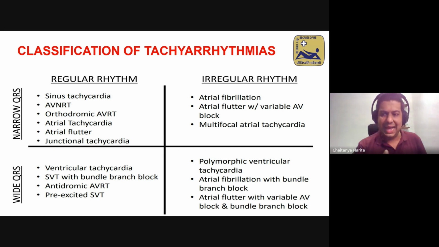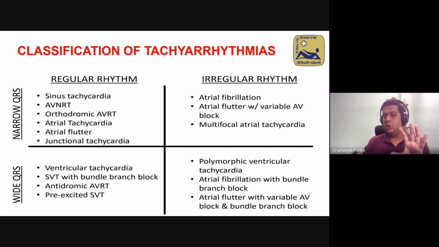If your QRS is narrow, that is less than 0.12 seconds, that means it's arising from above the AV node, supraventricular. That is why arrhythmias are called supraventricular and ventricular. Ventricular are wide QRS, supraventricular are narrow. Is this exclusive? No, but 90% is covered by this. Supraventricular is nothing but atrial. What is above the AV node? All the atrial. So if the problems are in the atria, we call them supraventricular. If the problems are in the AV node and below, we call them ventricular.